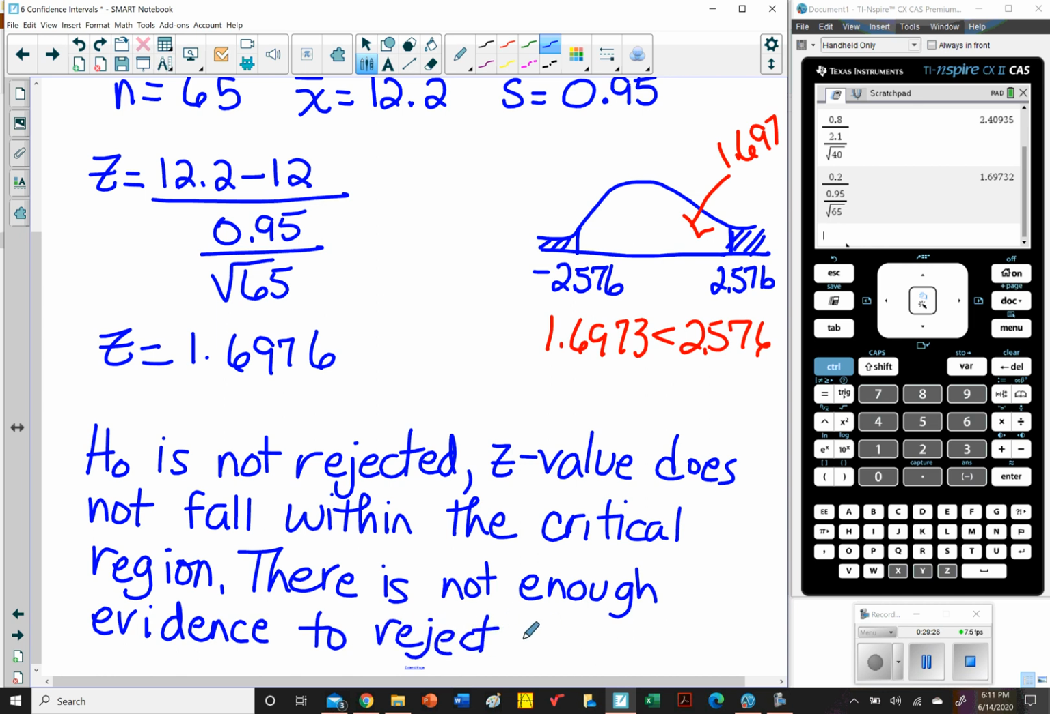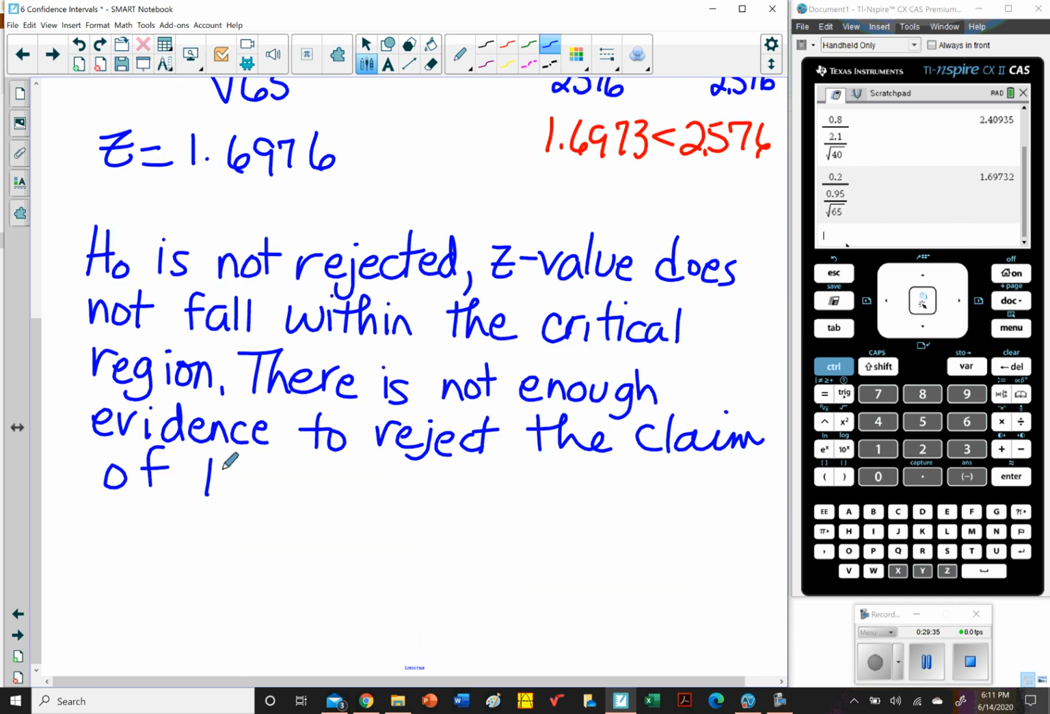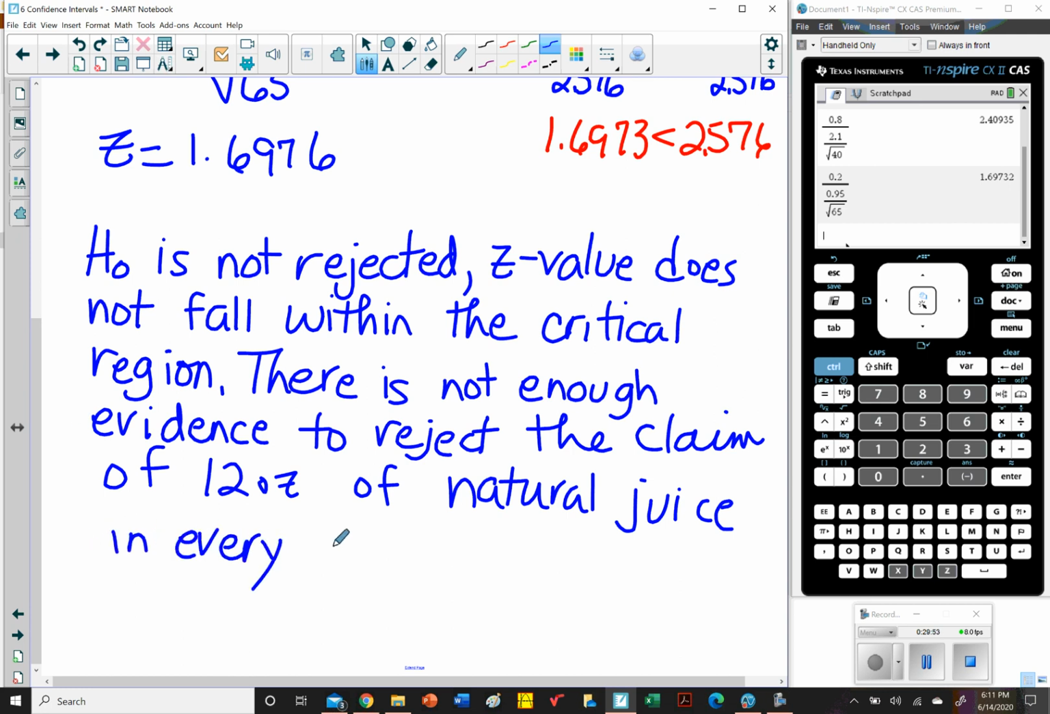There's not enough evidence to reject the claim of 12 ounces of natural juice in every can of sparkling berry fizz. So we can be pretty sure that there is 12 ounces.